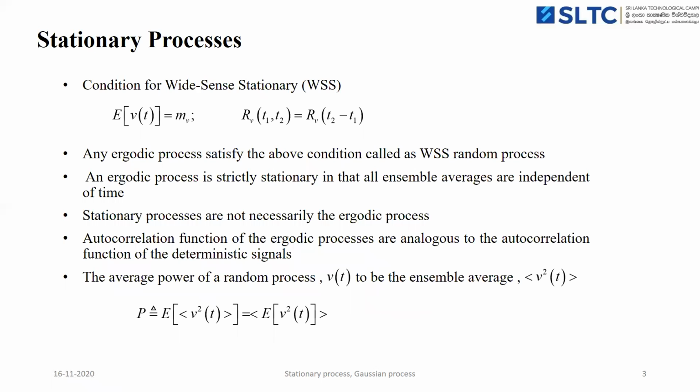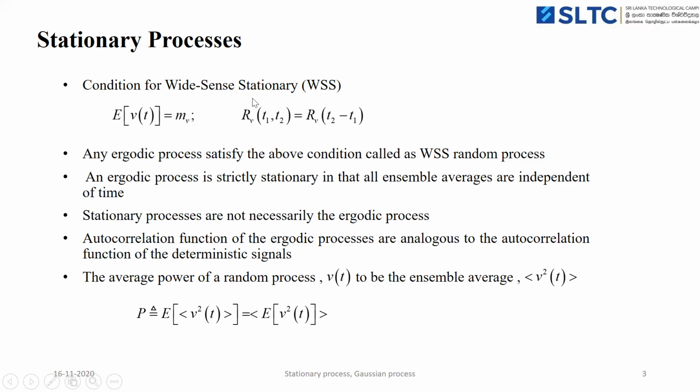The stationary process, we already studied. Random processes are basically divided into two types of stationarity. One is the wide-sense stationary. The condition for wide-sense stationary is that the random process should be stationary to the first order, that is, the expectation of v of t equals v bar, and the random process is stationary to the second order. That means the autocorrelation function, which is equal to R v of t2 minus t1, depends only on the time difference t2 minus t1. If these two conditions are satisfied, then the given random process is a wide-sense stationary random process.